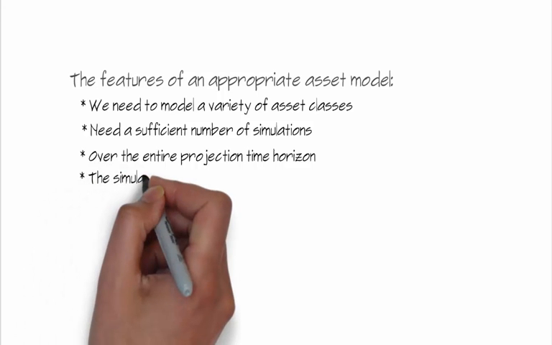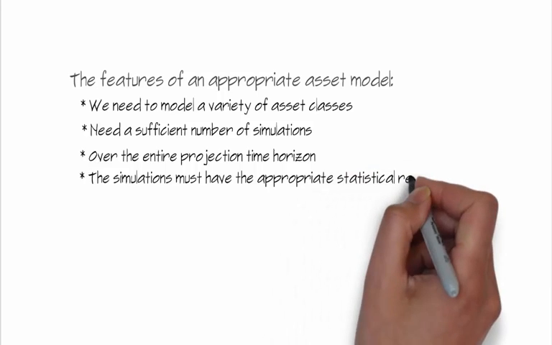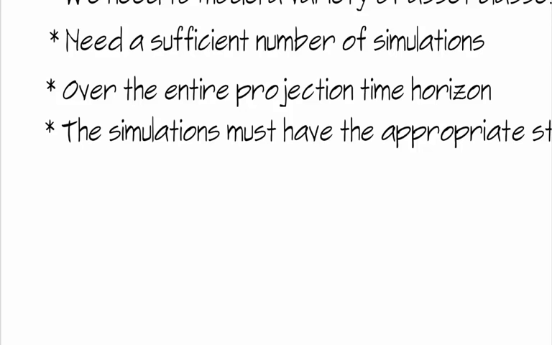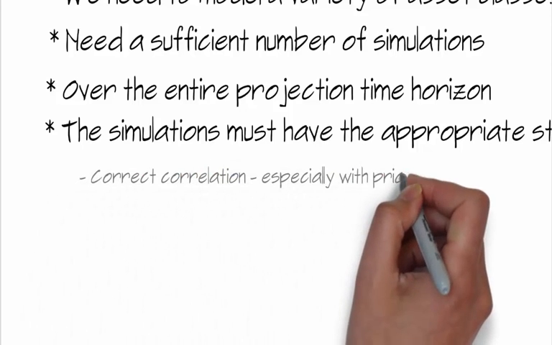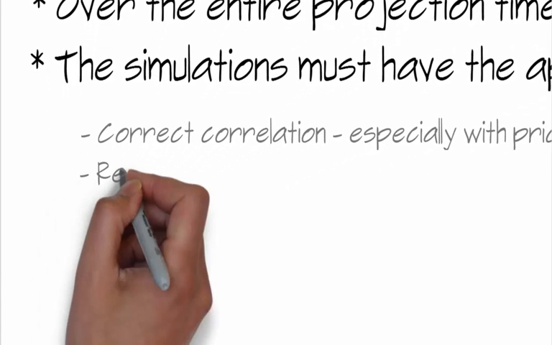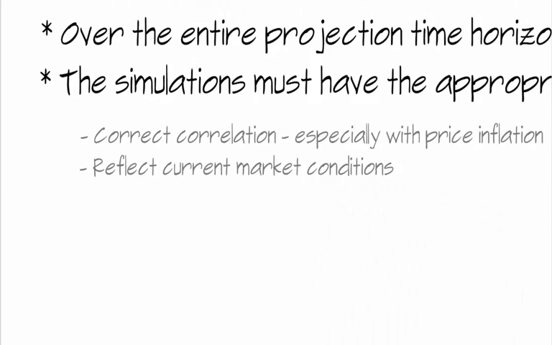Very importantly, each asset class must have the correct correlation with inflation as well as other asset classes. These correlations need to reflect what has happened historically. We also require that the asset model reflects current market conditions. At the time of making this video, interest rates were considerably lower than their long-term average.